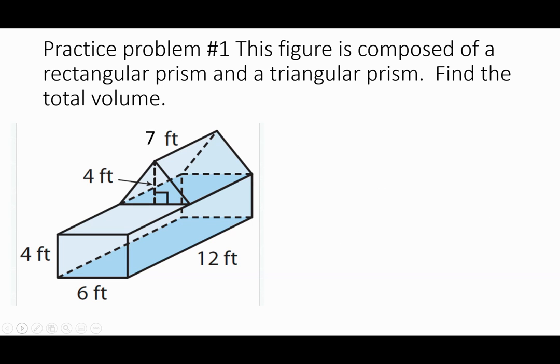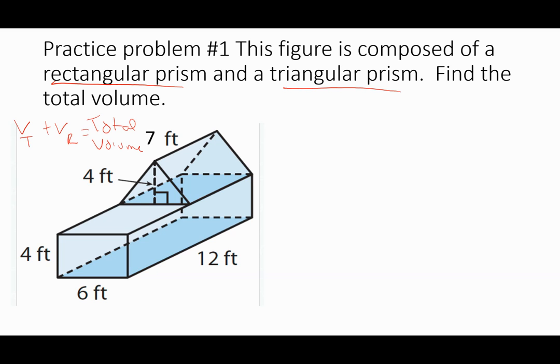Okay. So we have practice problem number 1. We have a rectangular prism and a triangular prism. I'm going to separate these into 2 different figures and then add them together. So we're going to do the volume of our triangular prism plus the volume of our rectangular prism, which will give us our total volume, which is what you probably suspected.